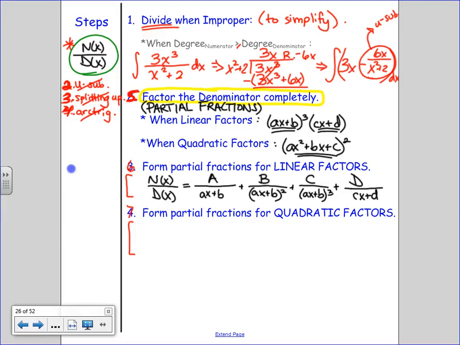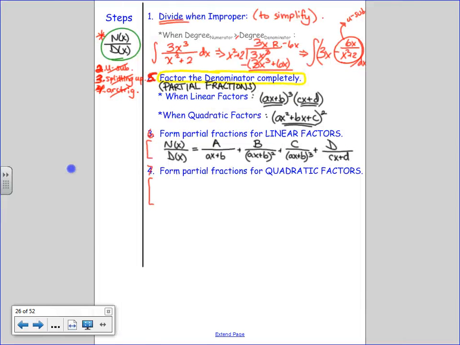If I need to form partial fractions for quadratic factors, I would take my original problem, my numerator, my denominator. I would set ax squared plus bx plus c to the first power as 1, and ax squared plus bx plus c to the second power as 2. Now hold on, guys. What would be one degree less than the quadratic? What could be on top? It could be a and b, but it could be something else too.